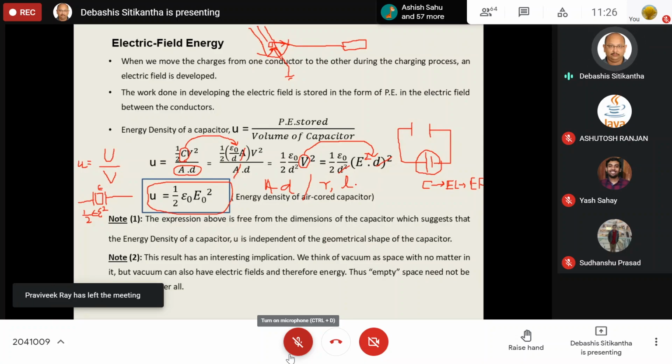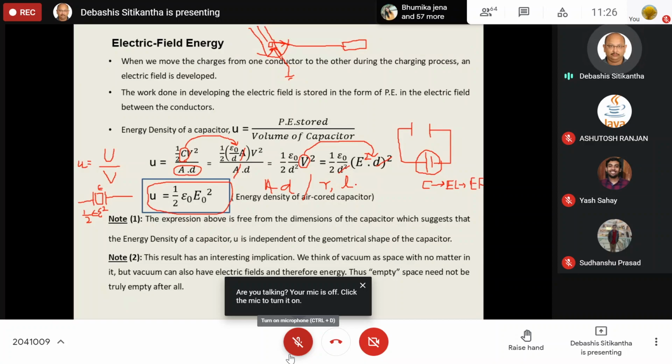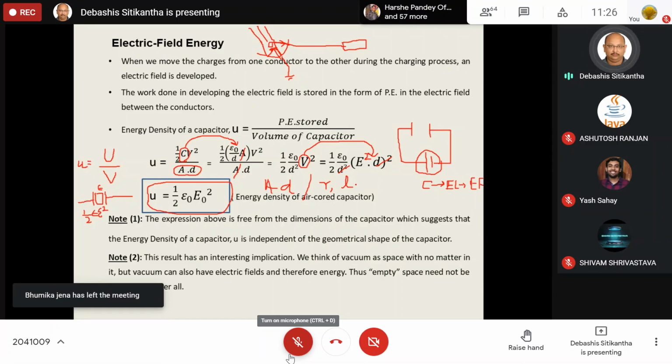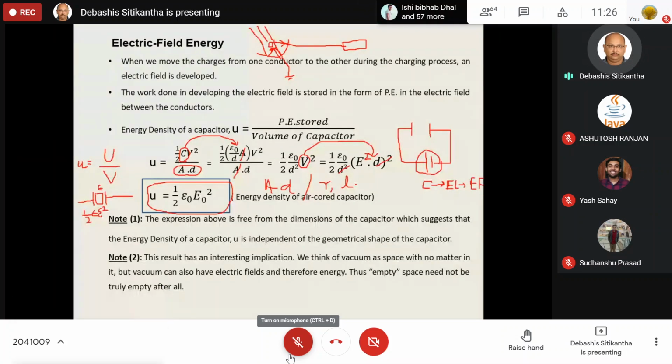Next, another very interesting thing we can see: this expression suggests a capacitor with air or vacuum as the dielectric medium. Now we have studied that in vacuum there is no presence of matter. If there is no presence of matter, then who is going to hold the energy? Because we know it is only matter which holds the energy, and if there is no matter, there will be no energy, right? This is one thing we have studied right from our schooling days when we started studying physics.